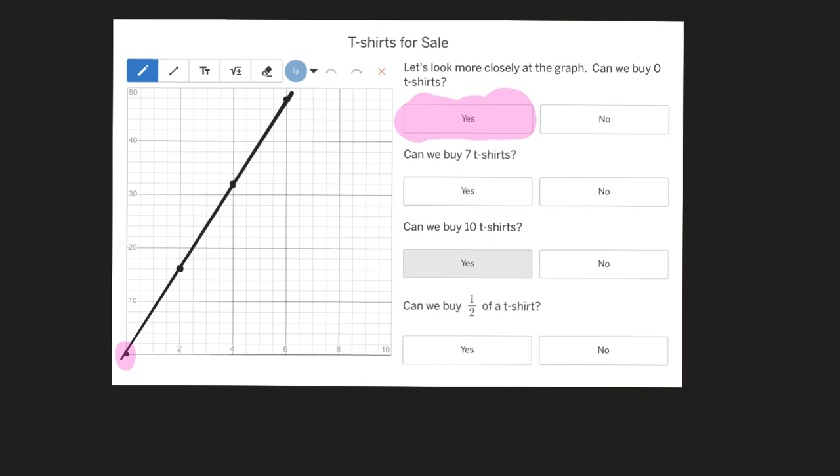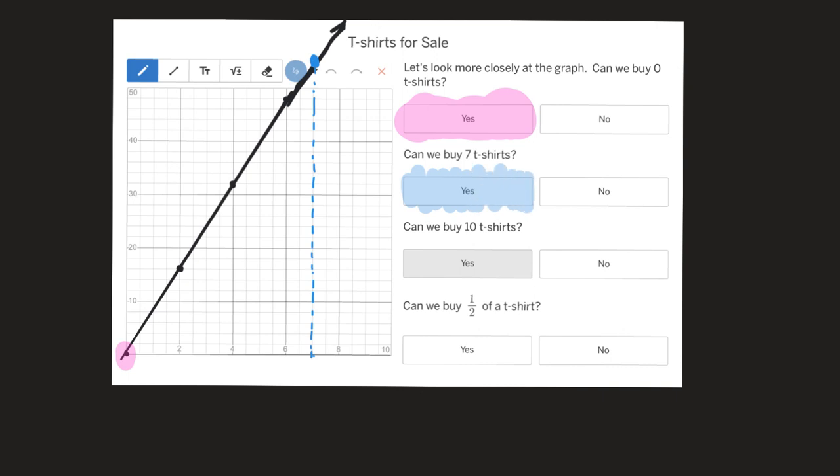Now, can we buy 7 shirts? So let's see if we kept going and our line kept going. It's going on forever. Here's 7 right here. If I go up all the way up here, right there. It's on our line, but can we buy 7 of them? The answer is sure. We can buy 7 shirts. So yes, we can buy 7 shirts.